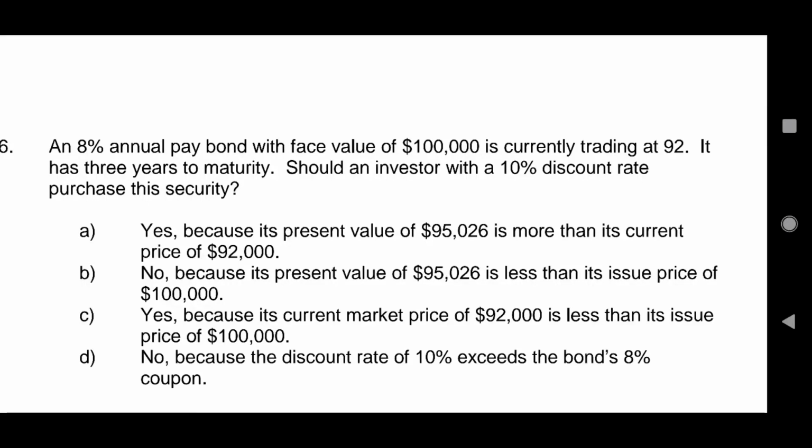Everyone, Courtney here, and today I am going to discuss bonds and how to calculate their present value. A bond is a fixed income security that represents a debt on the part of the issuer.